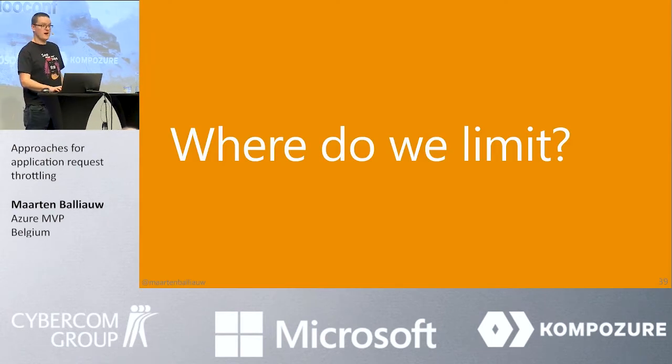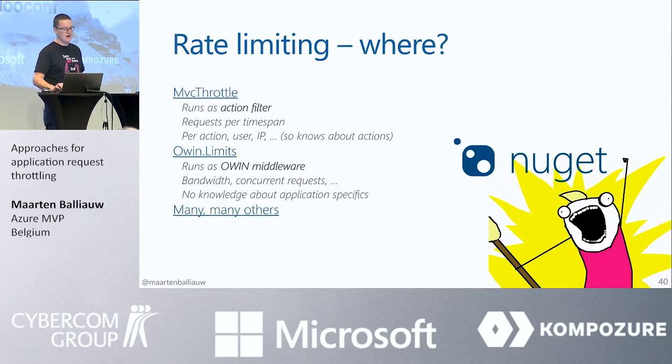Right, where do we limit? We already added some limits inside our application where we could access our MVC controller name, our MVC action name, and so on. But maybe there are better places on where to add rate limiting in our application stack.